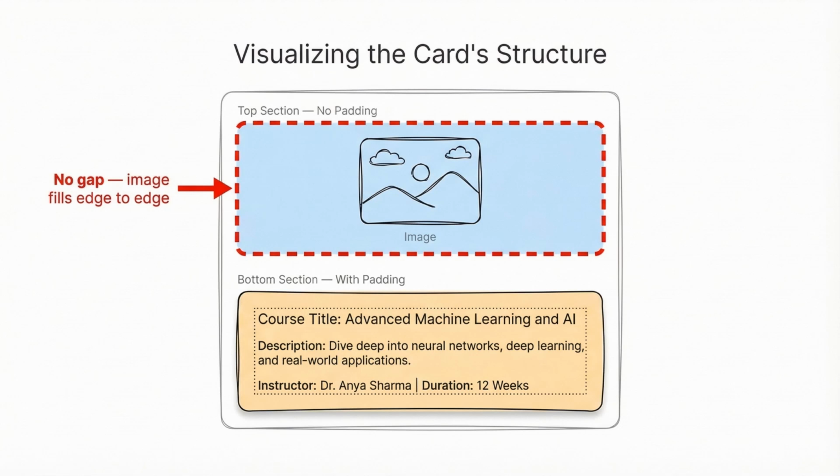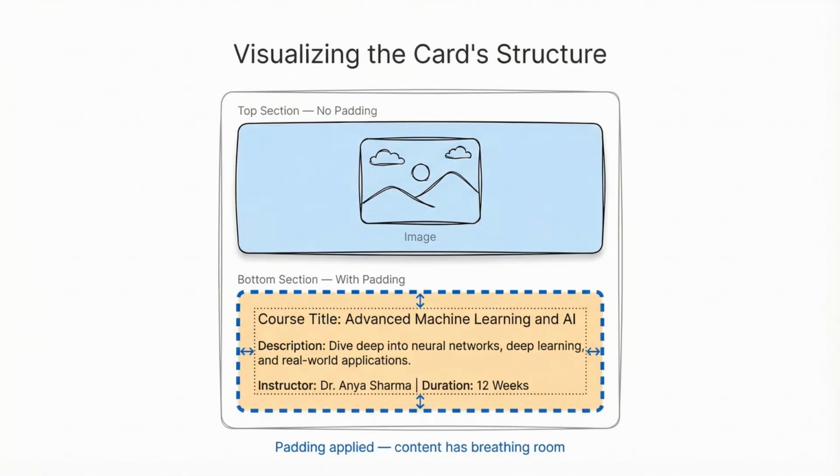Notice this key detail about the top section. The image has no padding or margin around it. It goes all the way to the edges of the card. This is a structural clue that tells you the image is placed directly inside a container without any spacing applied. The bottom section, on the other hand, has visible spacing around its content. This tells you that padding is being applied to the container holding the text. Noticing these differences visually, before coding, is exactly how experienced developers read UI designs.